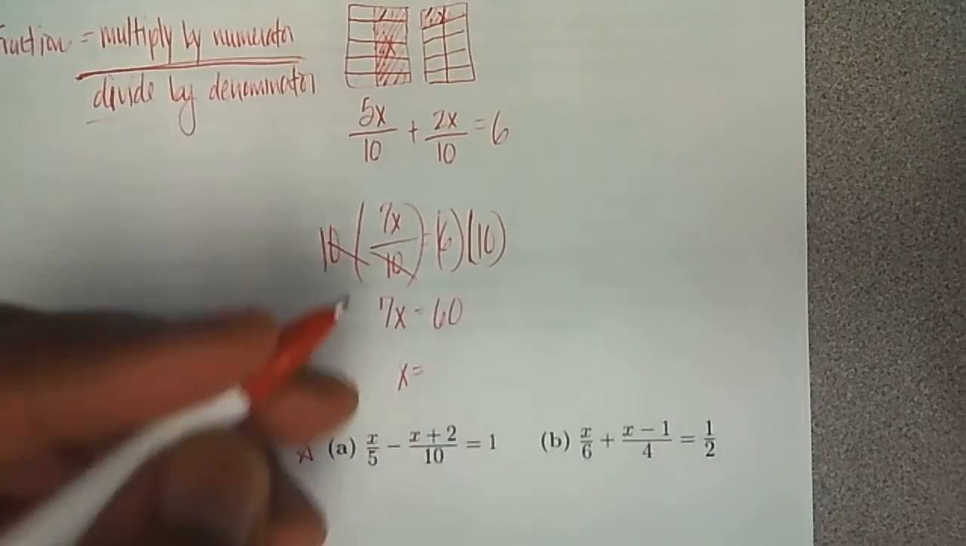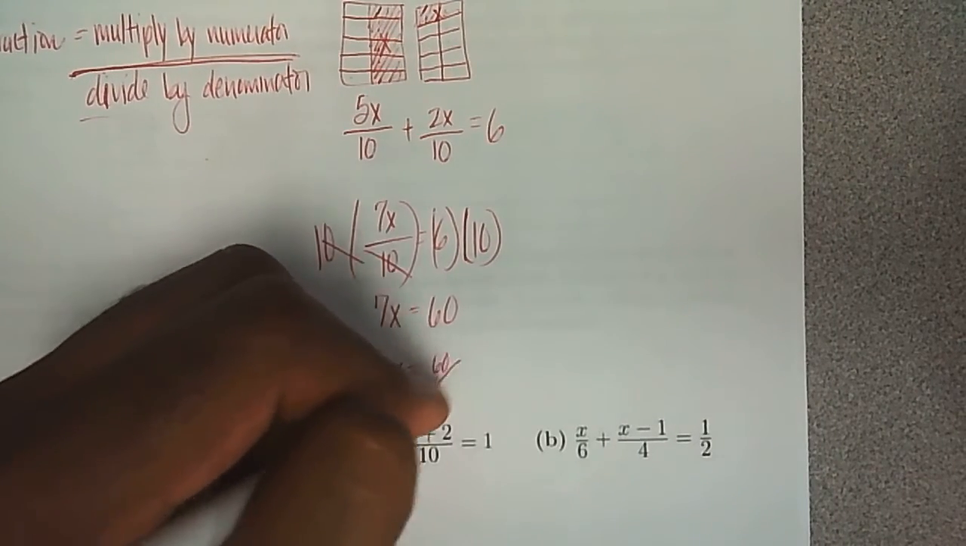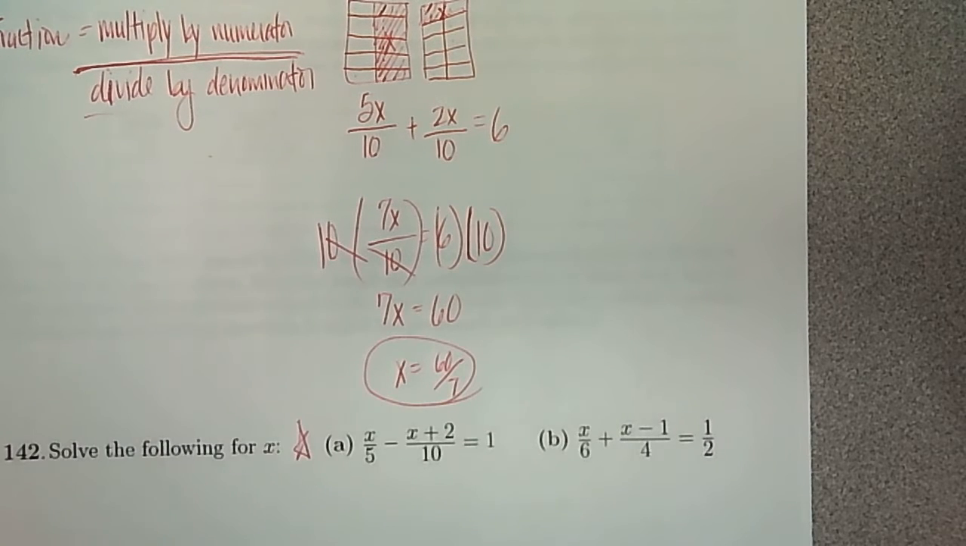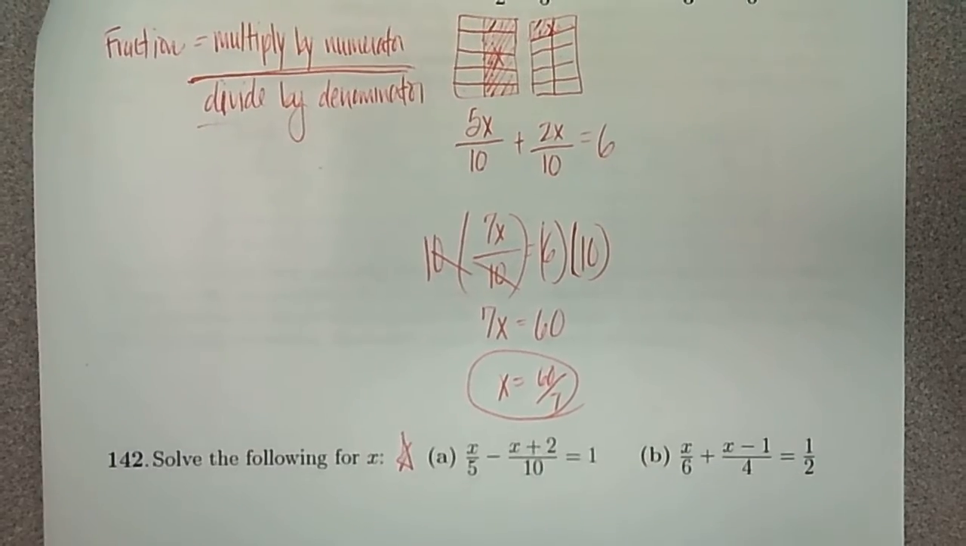x equals 60 over 7. I do not want a decimal. Leave it a fraction, because once we make it a decimal, we have to worry about rounding precision. Don't need it. That's one way of doing it.